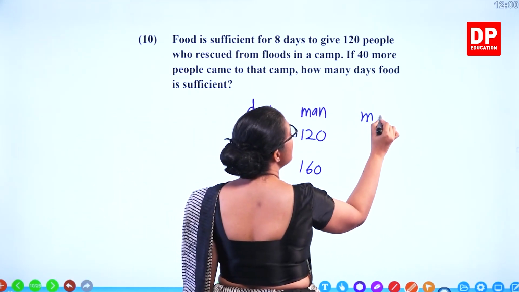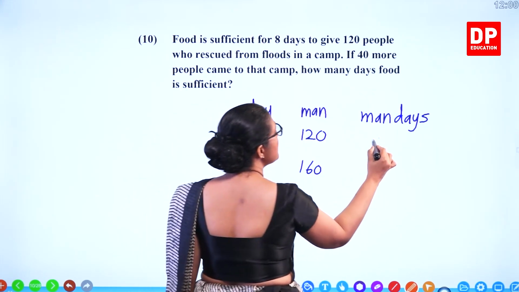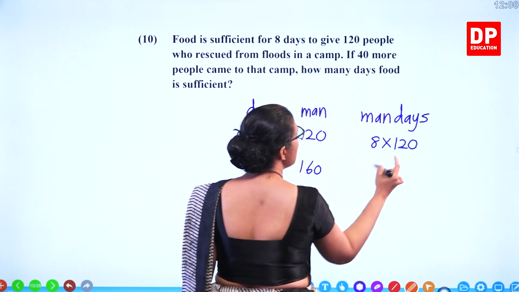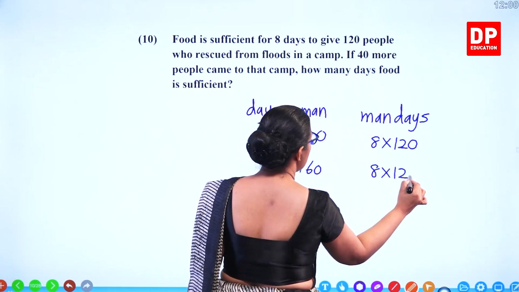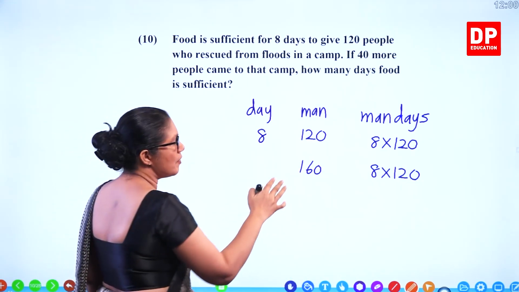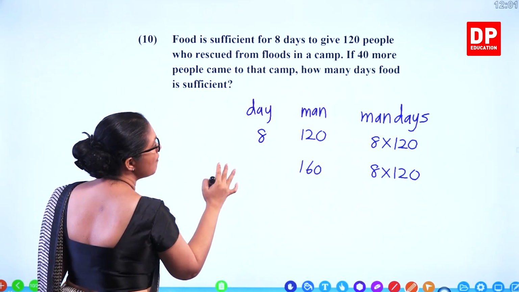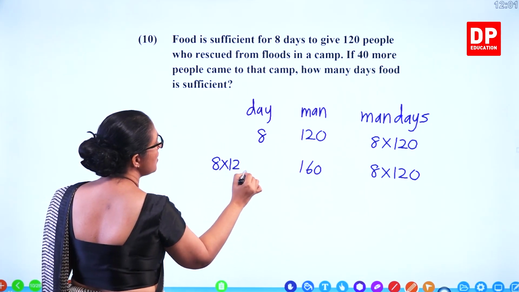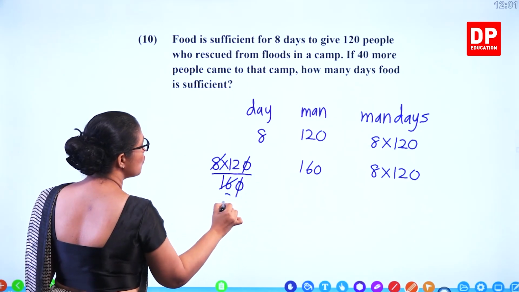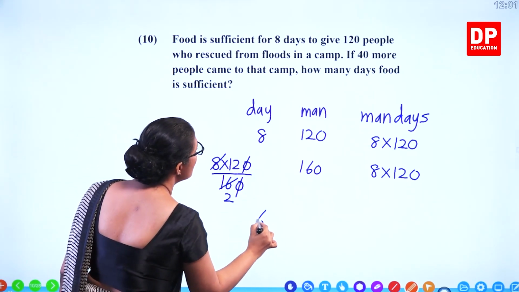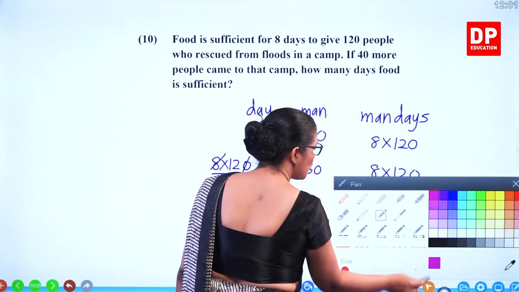Now how many man days can you use this food? 8 times 120. But now there are 160 men. Not men, actually people. Then how many days can you survive? 8 times 120 divided by 160. 0 gets cancelled out. 8 times 12 divided by 16, that's 6 days. So you get 2 marks there.